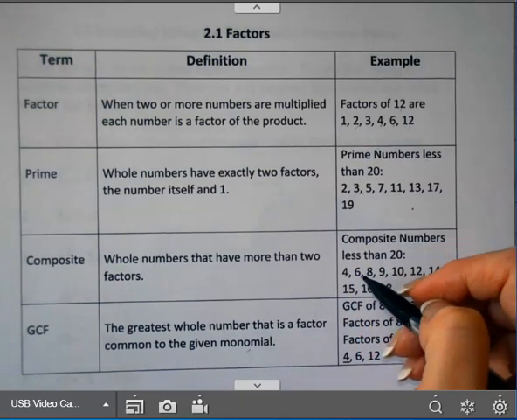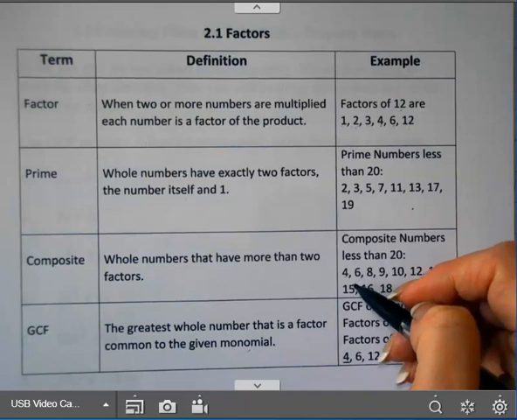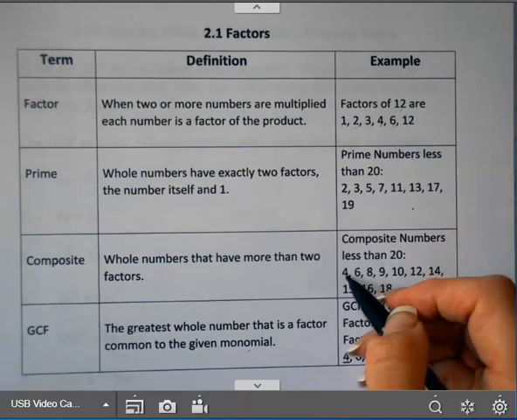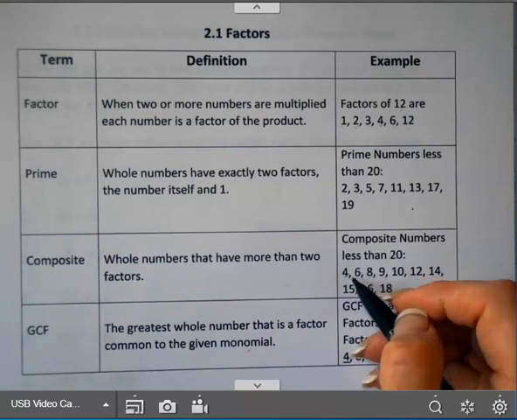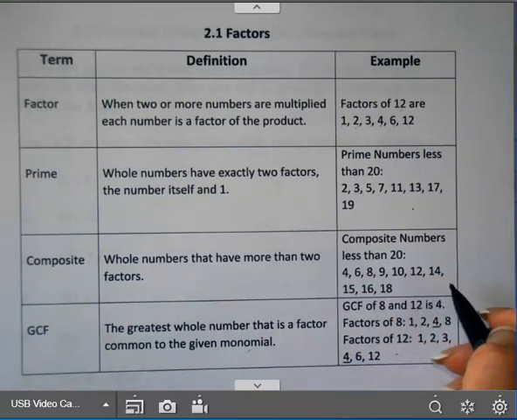A composite number will have more than two factors. So it will have 1, itself, and additional ones. So the numbers that go into 4 are 1 and 4, but it also has 2. So it has more than two factors. And so here are some examples of composite numbers that are less than 20.